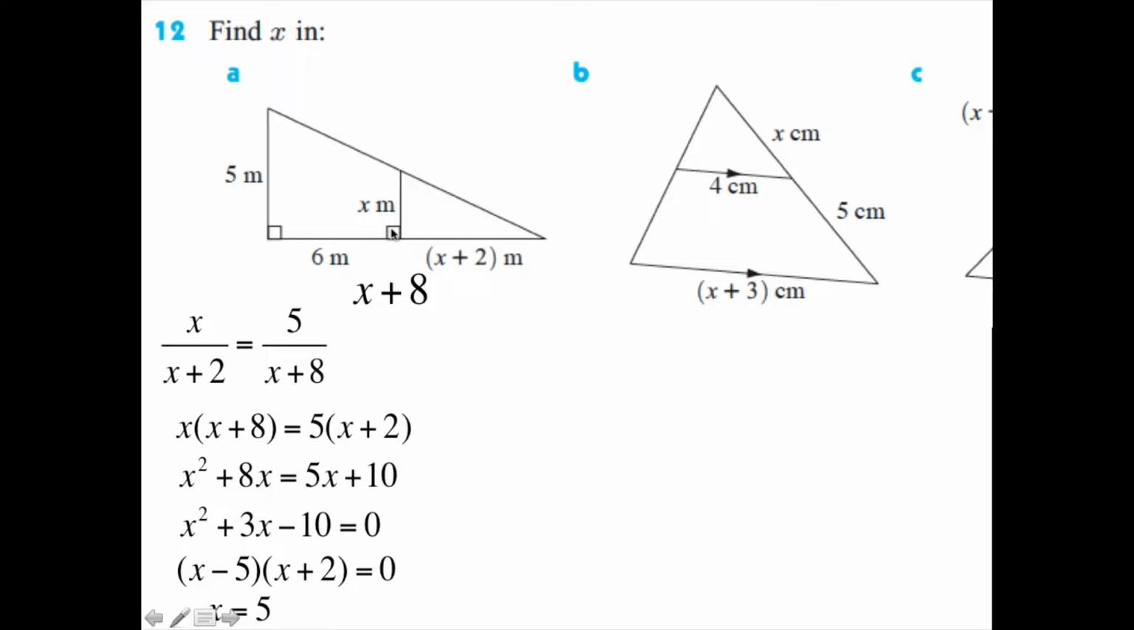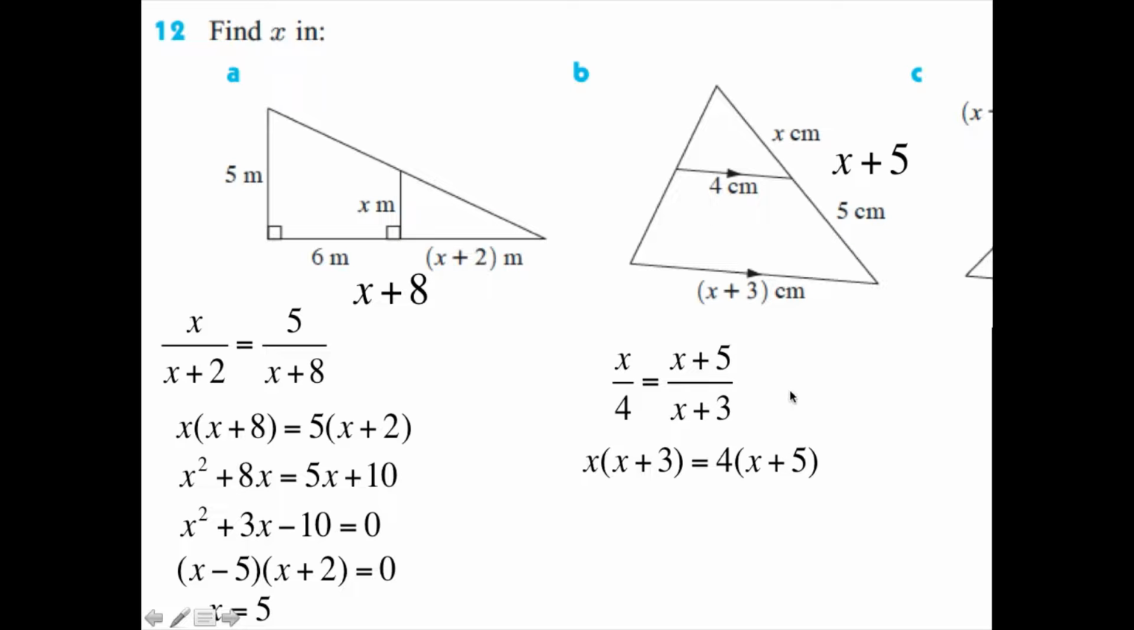Let's try b. It's a similar problem. Again, you have a small triangle inside of a big triangle. These angles are congruent because of corresponding angles for parallel lines. Anyway, the angles are the same for the small and big triangle, which means the triangles are similar. So this side over this side is the same as this side over this side. This whole long side is x plus 5. Now let's make the proportion: x over 4 must be equal to the ratio of this side to this side, x plus 5 over x plus 3.